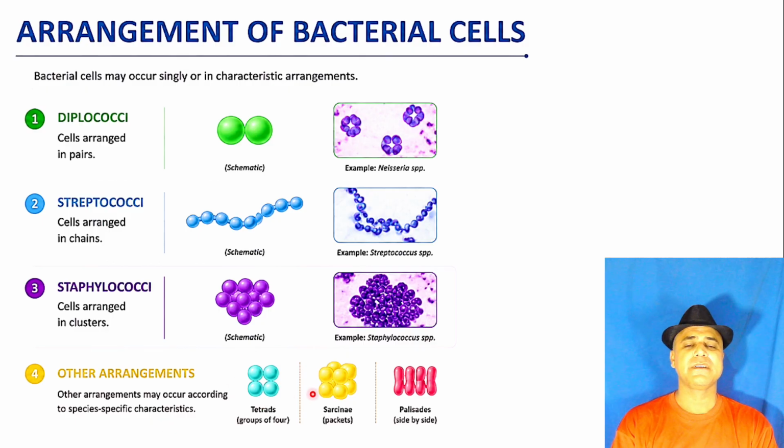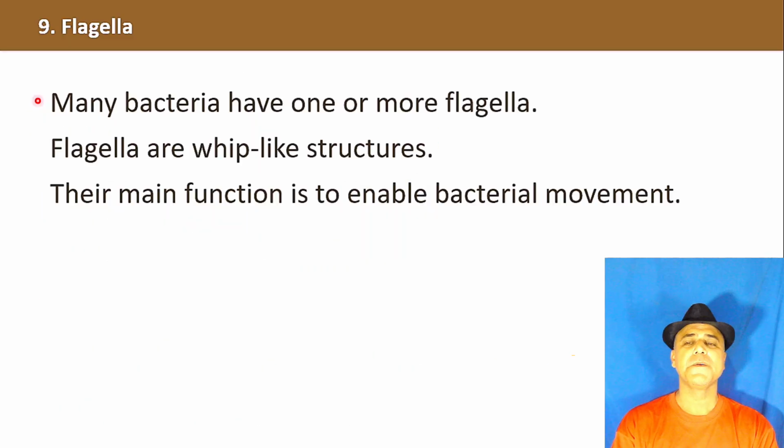Tetrad, Sarcini, palisade: groups of 4, tetrads; Sarcini, a packet; palisade, side by side. These are some other arrangements that may occur according to species-specific characteristics.